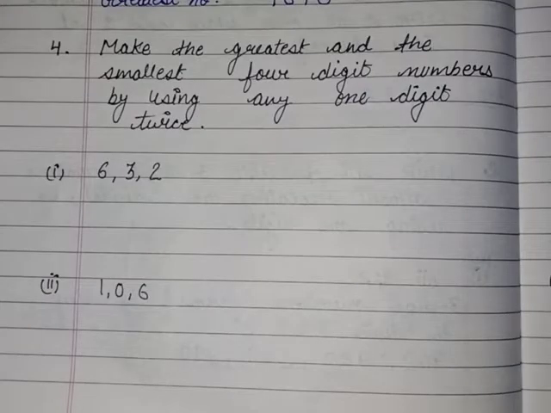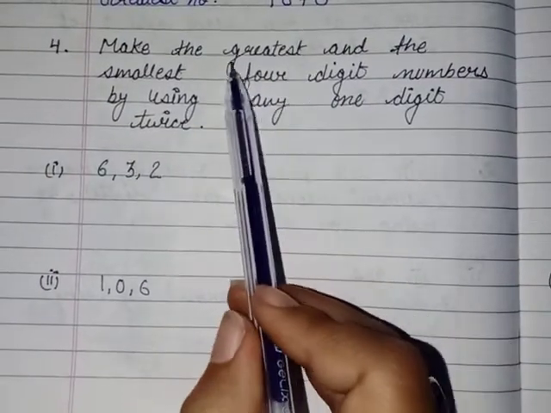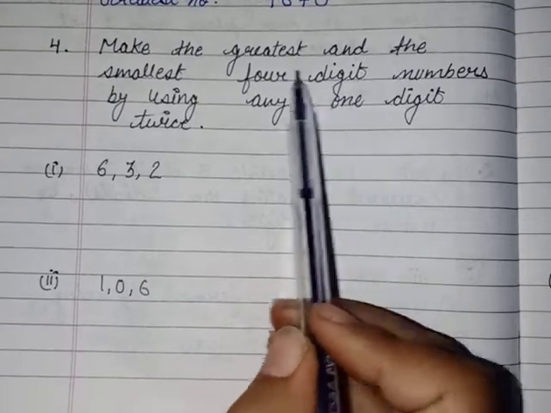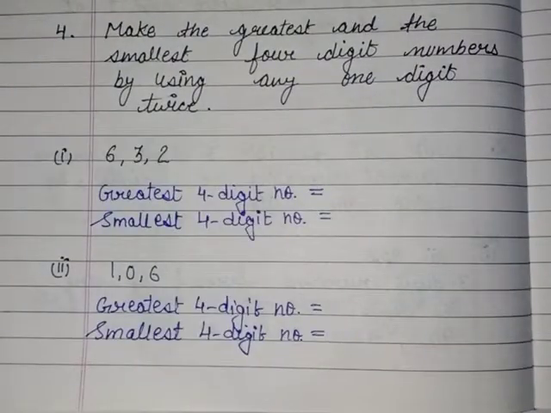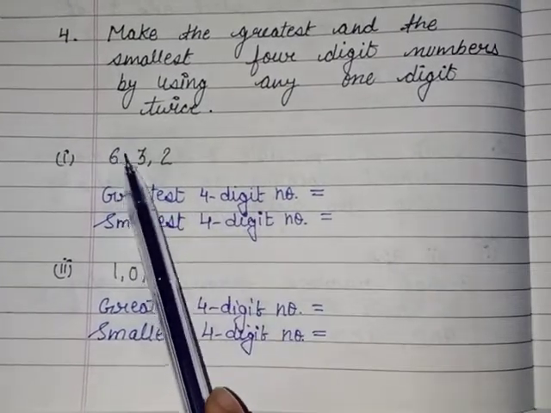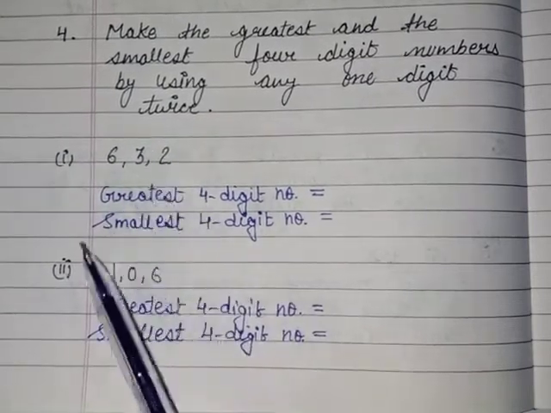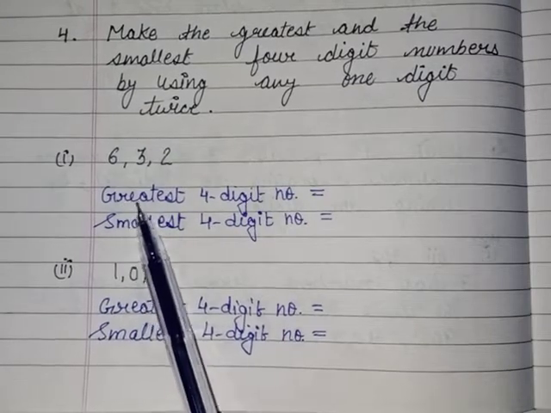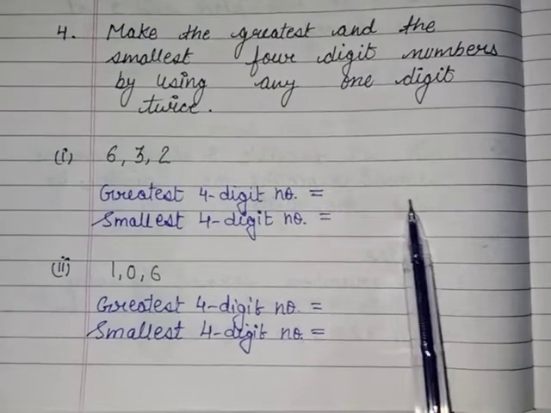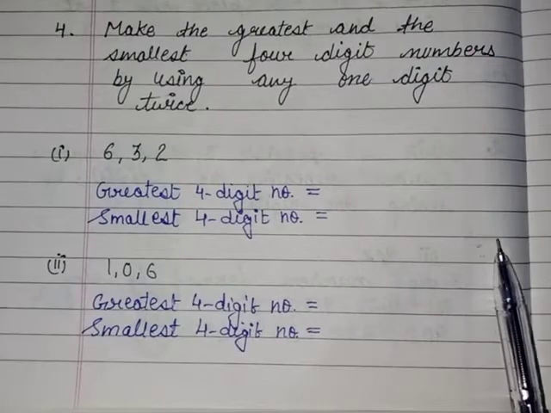Next question number 4. Make the greatest and the smallest 4-digit number by using any one digit twice. Now they are asking to repeat any digit. And you need to write greatest and the smallest 4-digit number. Now to form the greatest 4-digit number, you will repeat the greatest digit, that means 6. To form the smallest 4-digit number, you will repeat the smallest digit. Okay. And one more thing, to form greatest number, you write the digits in descending order, and to form smallest number, you write the digits in ascending order.